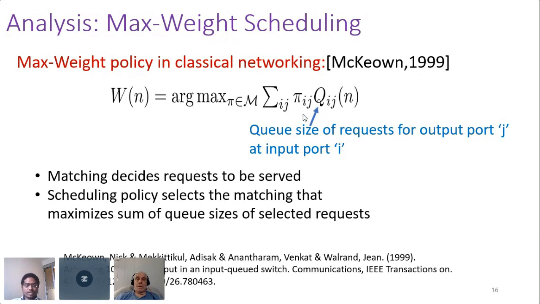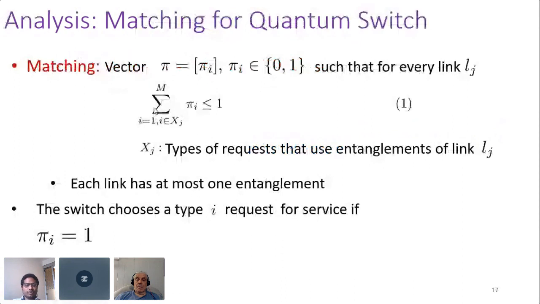For that, first we need to come up with the right notion of matching. In this case, matching is a vector pi, where each element pi_i is either 0 or 1. Since the primary entanglements have a decoherence time of one time slot, and there is only one attempt to create a primary entanglement, every link can have at most one primary entanglement in each slot. As a result, the primary entanglement of a link can be used by only one request.